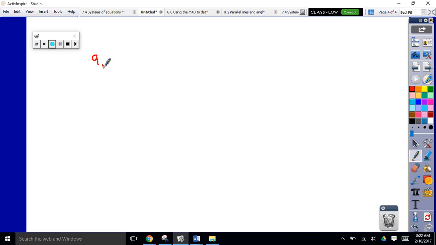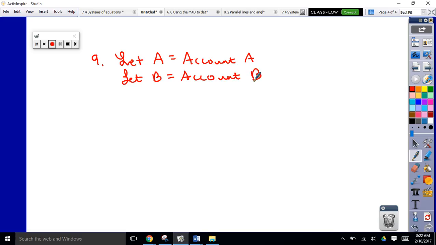Number 9 is a slightly different problem. It didn't fit quite the same cookie cutter mold as all of them. This one talked about someone putting money in 2 accounts, and we had to find out how much was in each account. So I'm going to define some variables here so we're all on the same page. I'm going to say let A equal the amount of money in account A, and let B equal account B. So I'm going to use A and B rather than X and Y. Okay? You can give me the equations you think might be right for this one.